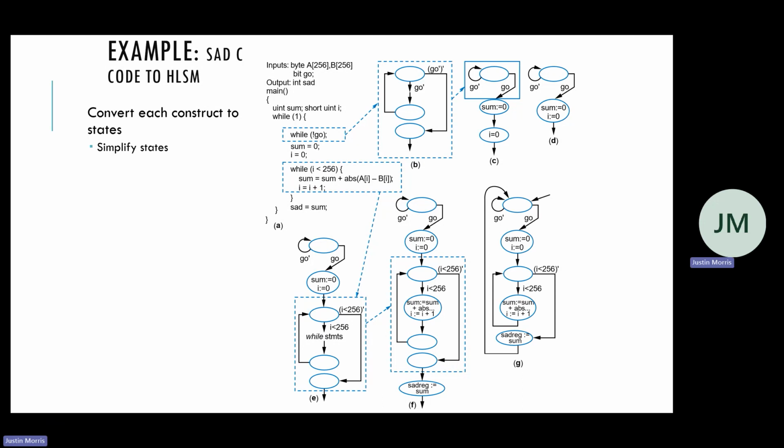But again, we can simplify. We don't need this empty state here. We can just, after we do the sum and the increments, go back to our condition check. And then we don't need this empty state here. When we're done and our condition is no longer true, we can just go directly to assign our output to what sum is. And then we have this while one, so that's why we go back up here and wait for go again. That's where this last transition comes from. So this is our high level state machine for this go.